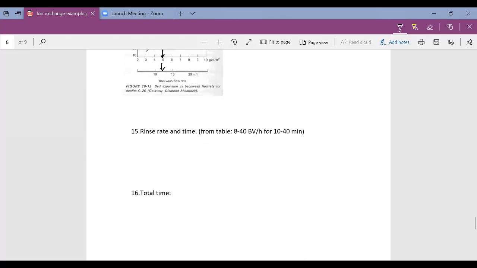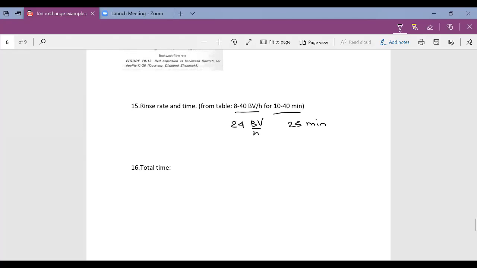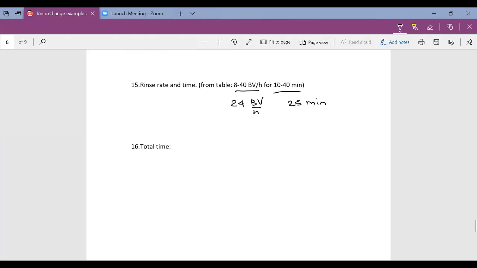We need a rinse rate. The table said it should be between 8 and 40 bed volumes per hour, and between 10 and 40 minutes. We'll pick the midpoint. So 24 bed volumes per hour and 25 minutes. And we can adjust that later, but this gives us a place to start.